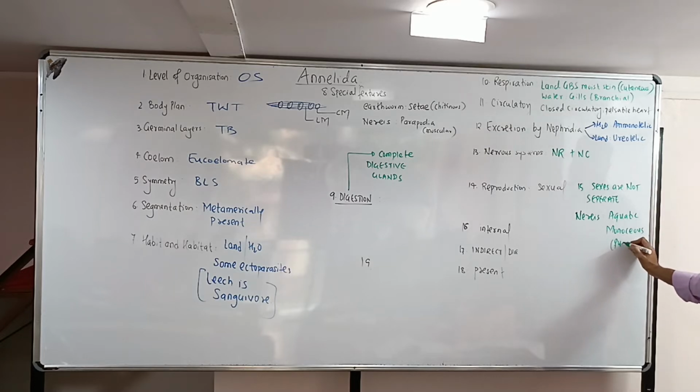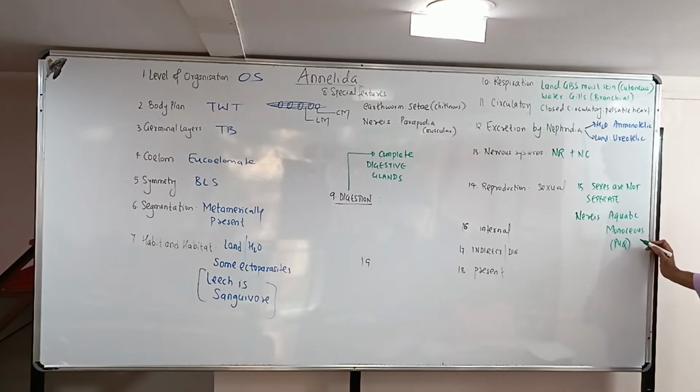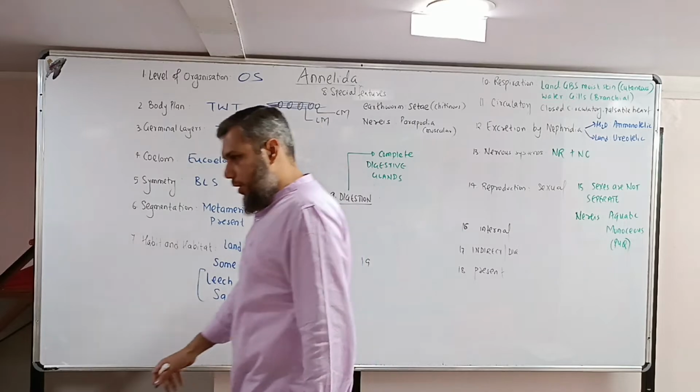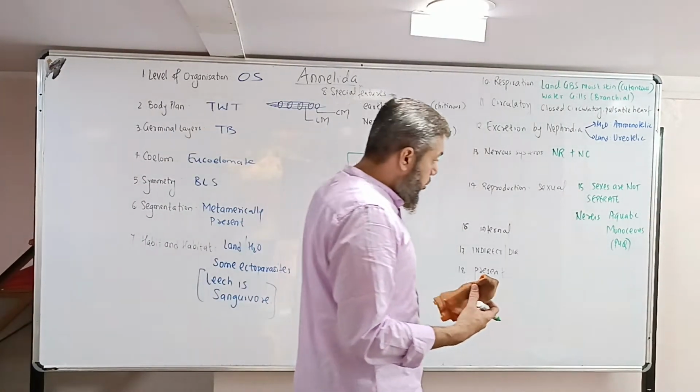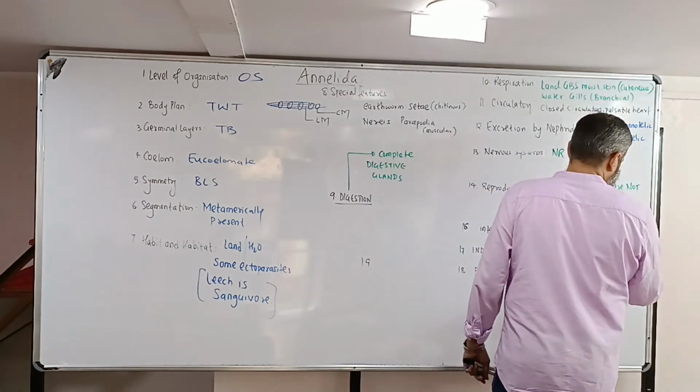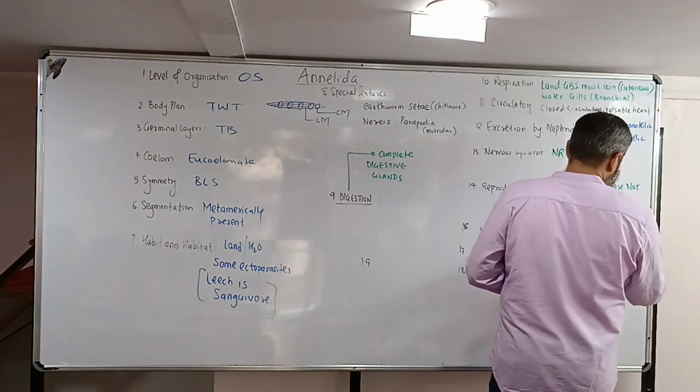A PYQ has already come on this. Where does Nereis live? In water, and it is monoecious. Sorry, wrong word. It is unisexual. So what is the word I use for unisexual? Dioecious, right, children?